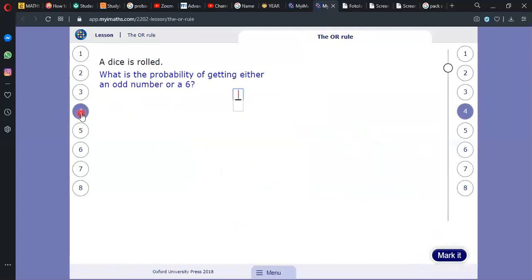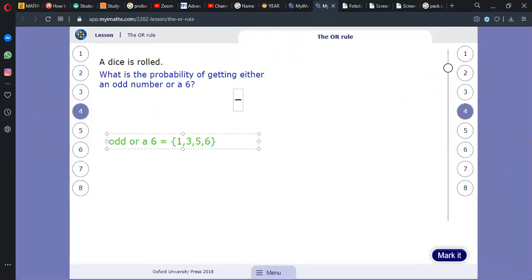Moving on. A dice is rolled. What is the probability of getting either an odd number or a 6? If you quickly take a look at that, odd or a 6. If we take a look at the outcomes that we have for this, we're going to realize that odd numbers, we have 1, we have 3 on the dice, don't forget, we have 5. And then, how many 6 do I have on the die? There's just 1. These are the outcomes.